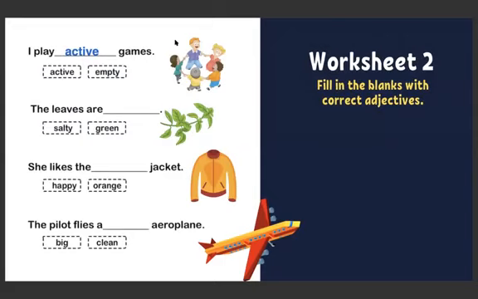The leaves are dash. The leaves are dash. Salty or green? Tell me, write in your chat box. Very good. Green. Like this you have to solve. Now we will come to the third worksheet.